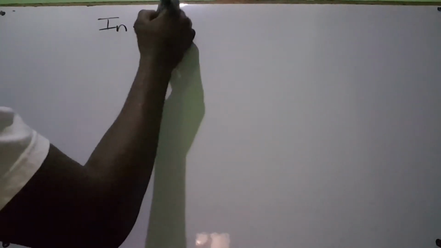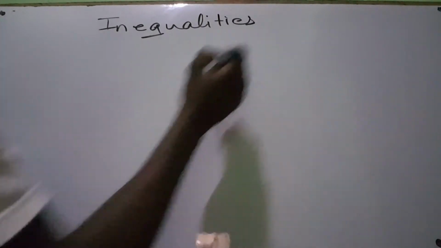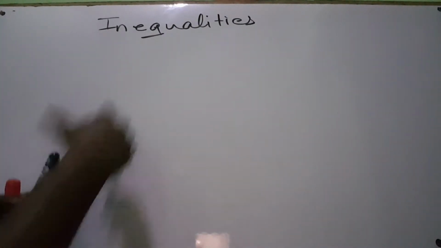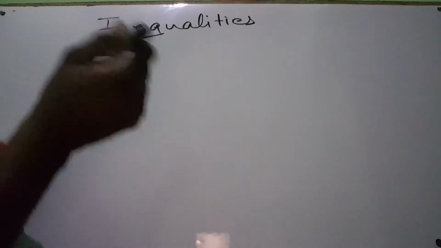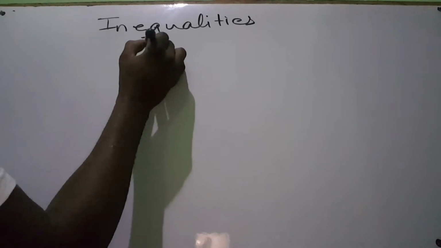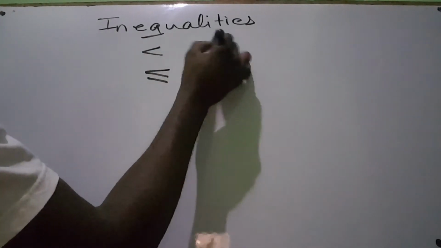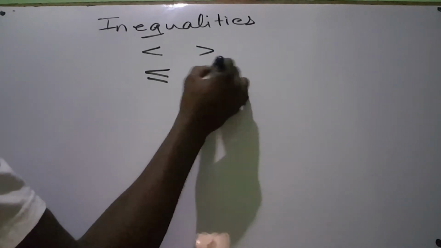In this video presentation, we will be looking at inequalities. With inequalities, we have some symbols that we normally use, and we're looking at this one, that one, and this one can turn like that and like this.